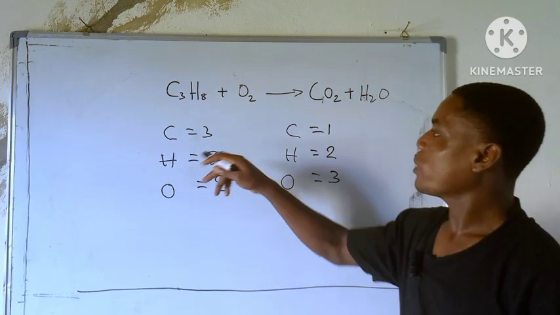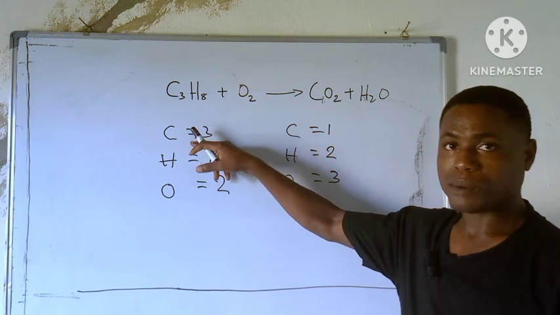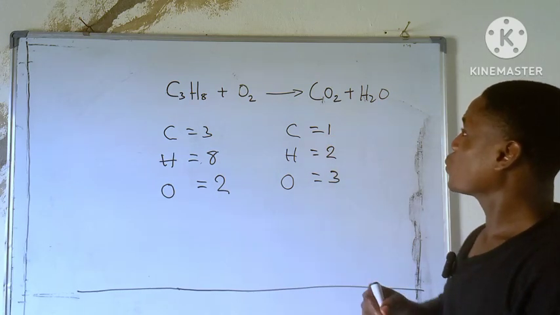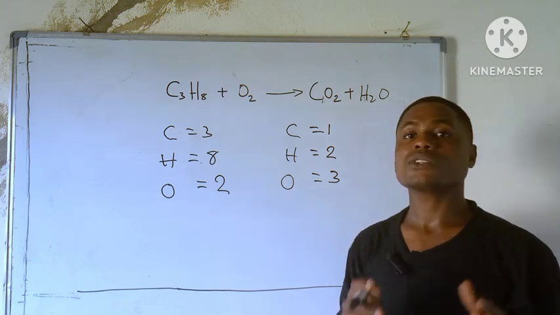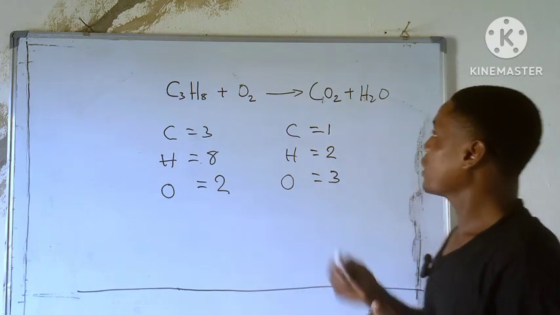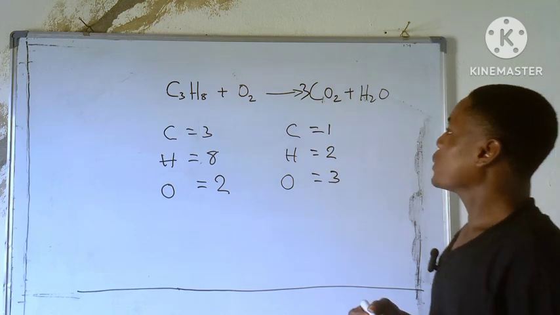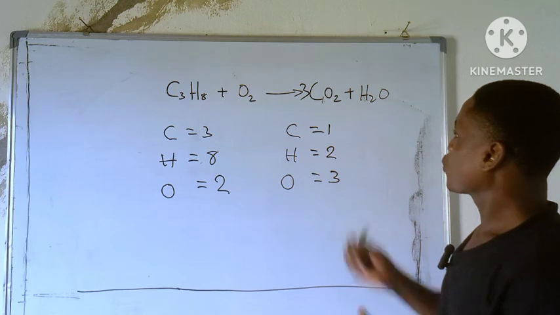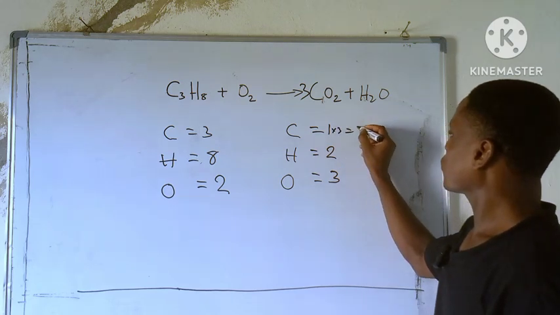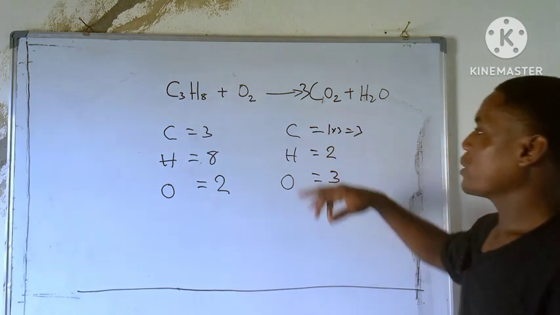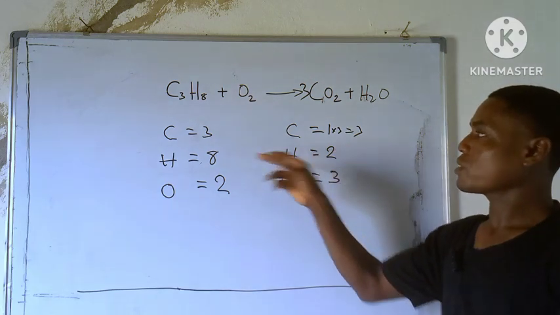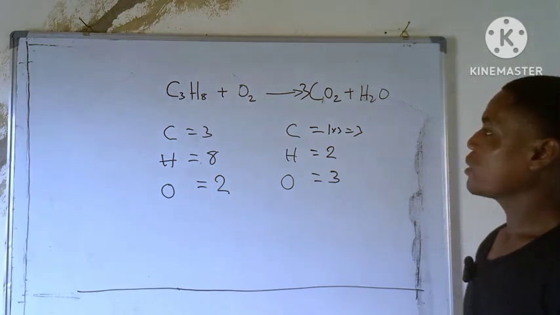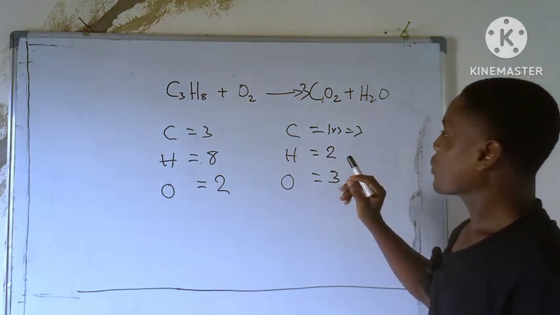Now we have 3 atoms of carbon at our left side, right? At the right side, we have only 1 atom, right? So what we need to do, since I said we are only changing the coefficients, is to introduce 3 here. If we introduce 3 here, carbon is now 3, so 1 times 3 will give us 3. So the carbon atom at both our left side and the right side is now balanced. Are you getting it?